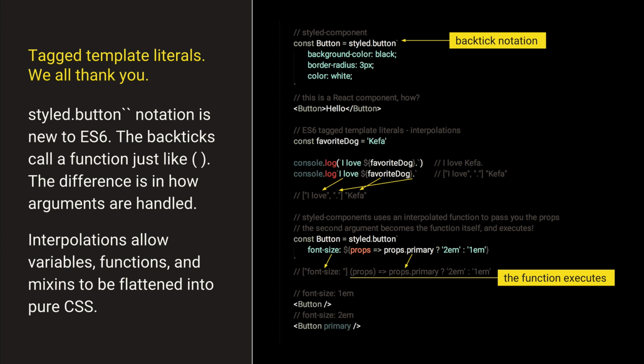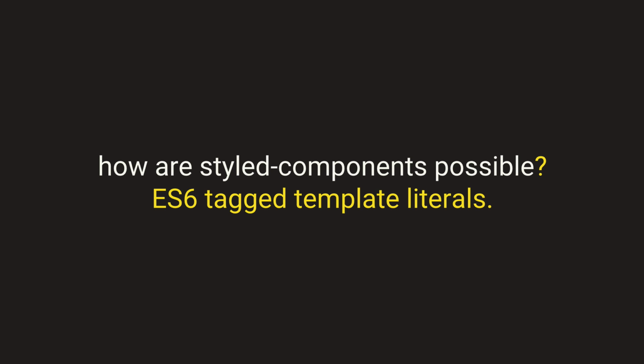So this allowed props to be handled and actually allowed the library of styled components to be written. As an example here at the bottom, we're using a primary prop and it will evaluate if it has it or not. If it has the primary prop, the font size will be 2em. If it doesn't, it will be 1em. So how are styled components possible? With tagged template literals.